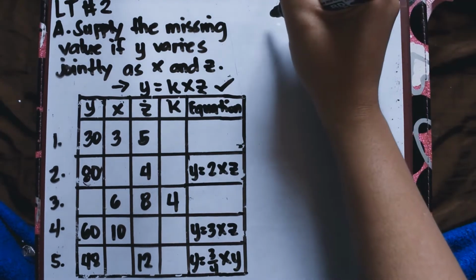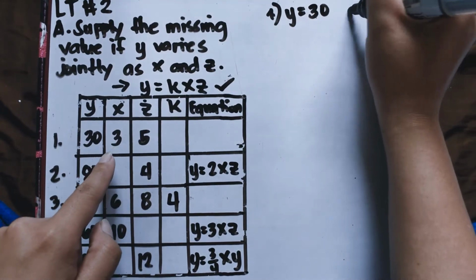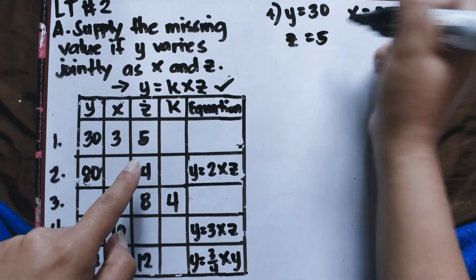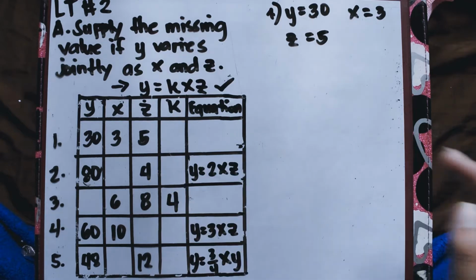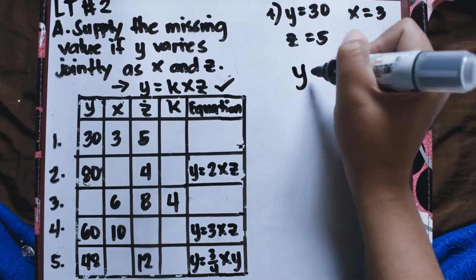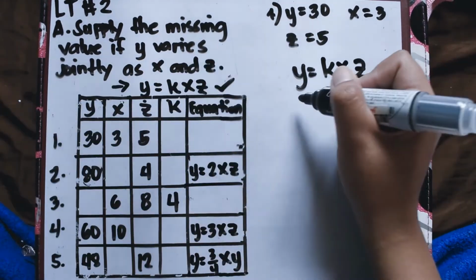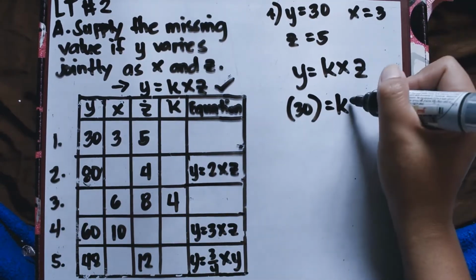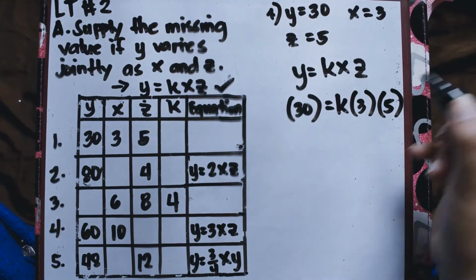So, number 1, syempre first step, sulat natin yung mga given. Given, y daw ay 30. Ano pa? Ang x daw ay 3. Ang z ay 5. And then, ang hahanapin natin is yung constant together with the equation. So, syempre, una nating hahanapin is the constant using yung ating kaninang ginawa. So, we have y is equal to kxz. So, let's substitute the values. So, given, ang y daw ay 30. Syempre, missing ang ating constant, so wala tayo ipapalit. Ang x daw natin ay 3, and ang ating z ay 5. Simple lang, di ba? So, let's solve.